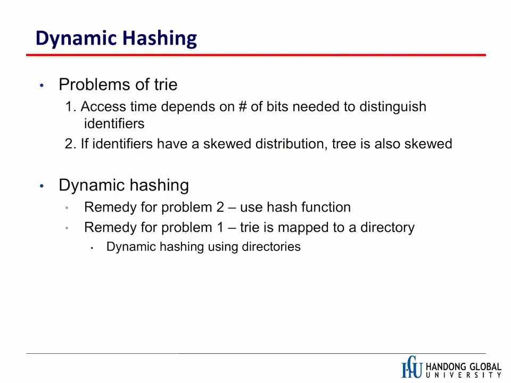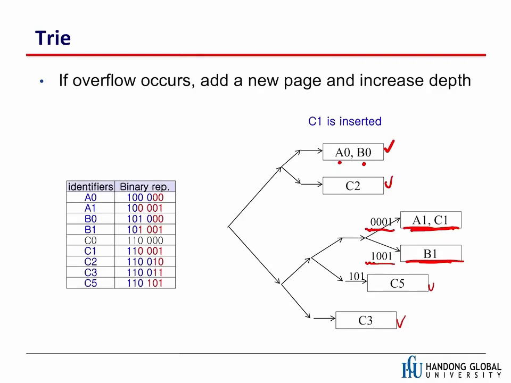But still, we have a problem with the trie. That's not perfect. First, access time depends on the number of bits, right? Why is that? Look at this one. If we're interested in a1, then we have to go to this one, then check this one, then go to this one. So we have to follow these branches a couple of times.